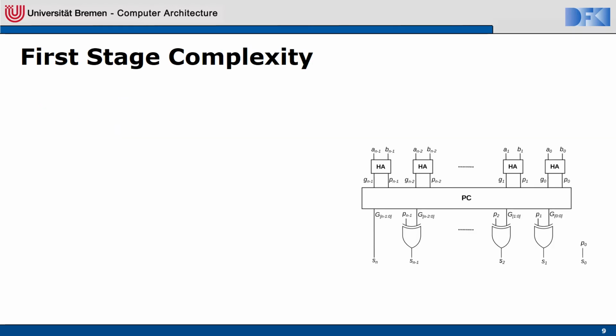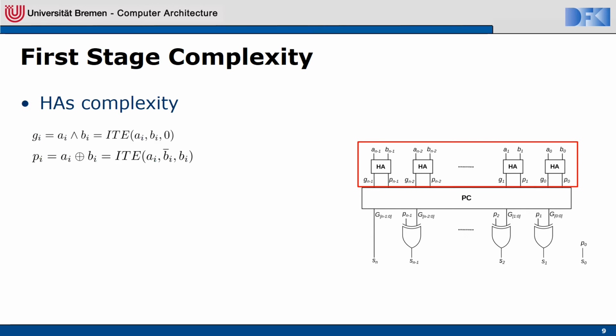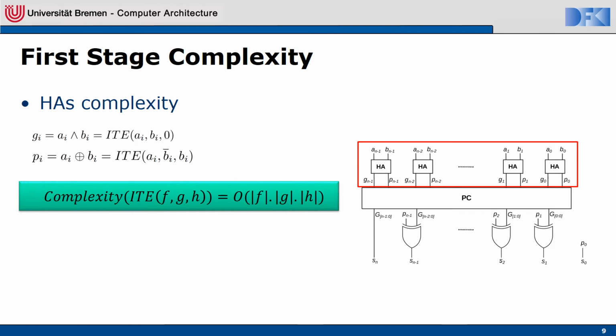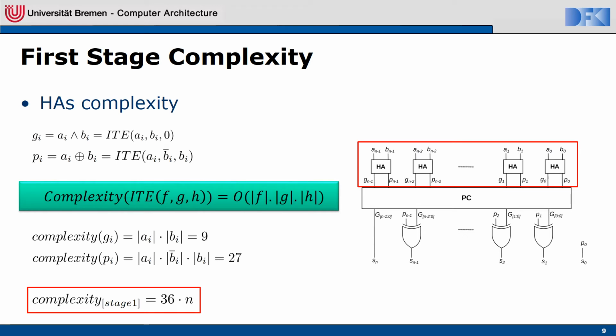In order to calculate the verification complexity, we start with the first stage of a prefix adder. In this stage, we have half adders that generate propagate and generate signals in parallel. So we can translate the function of a half adder into two ITE operations. We showed in the previous slides that the complexity of an ITE operation is equal to the multiplication of the input BDD sizes. Thus, we can get the complexity for a single half adder. As there are n adders in the first stage, the complexity of the first stage equals 36n.